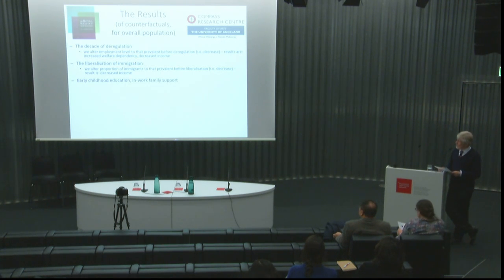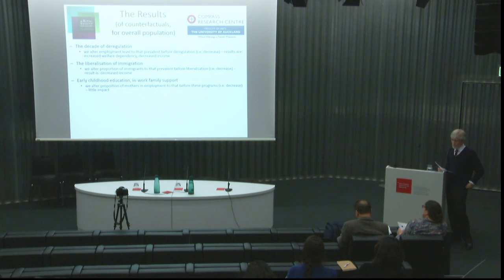The next one is early childhood education and in-work family support. A large idea there was that it would support two-income families, which is generally the norm these days, and particularly women would be able to go out and work. And actually, as far as we could tell, partly because we only had a few years in which to look at it, we didn't really find any impact of that on employment levels among women.